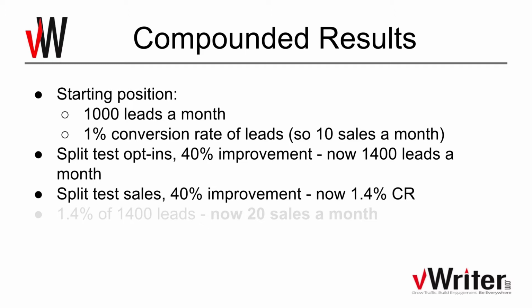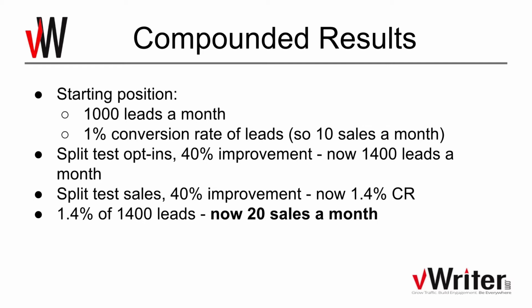But because you've now improved both the opt-ins and the sales, you're now on a higher conversion rate of a higher number of leads. So 1.4% conversion of 1,400 leads, and now that's 20 sales a month rather than the 10 sales that you had before. So you've effectively doubled your sales with those 2 small improvements to 2 separate pages on your website.